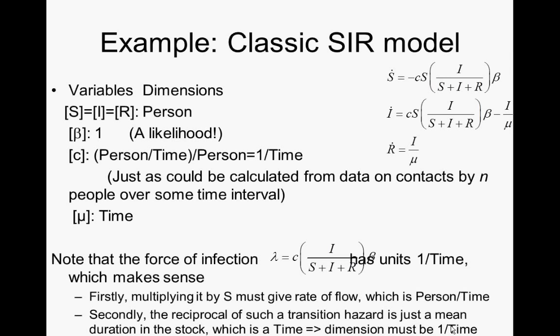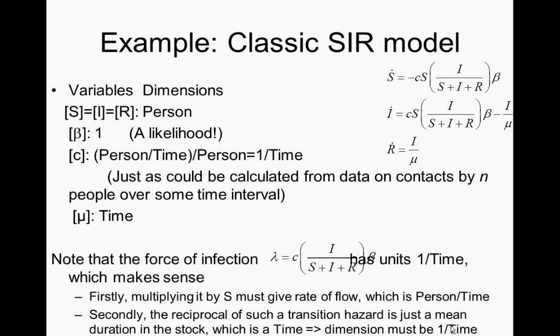So the dimension associated with the force of infection is just dimension of C times dimensionless times dimensionless. In other words, it's dimension of C, which is 1 over time. And that makes sense. You have a certain chance per unit time of being affected, a certain fraction of the time. In other words, per unit time, you're going to be infected a certain fraction, okay? And this makes a lot of sense.